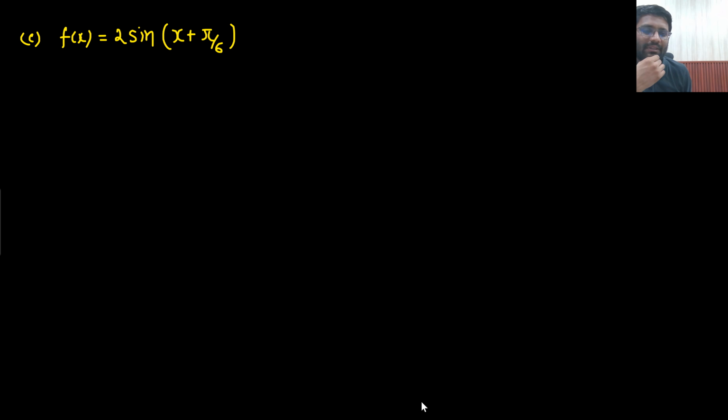2 sin(x plus pi by 6), where will be the maxima? Sir, maxima would occur when x plus pi by 6 equals pi by 2. Say yes or no, right? So what will be the value of x here? So this will be 2 pi by 6, x will be pi by 3, right? x will be pi by 3, then maxima would occur. This is the point of maxima.